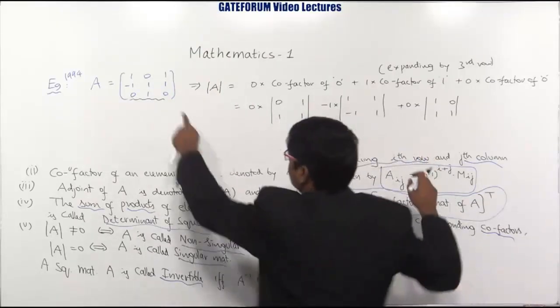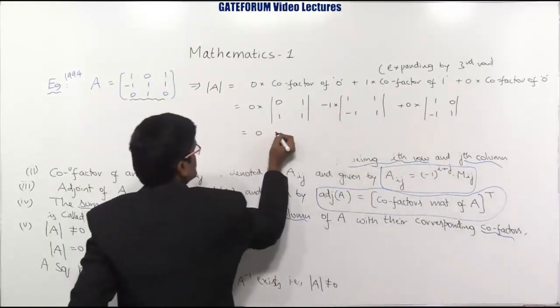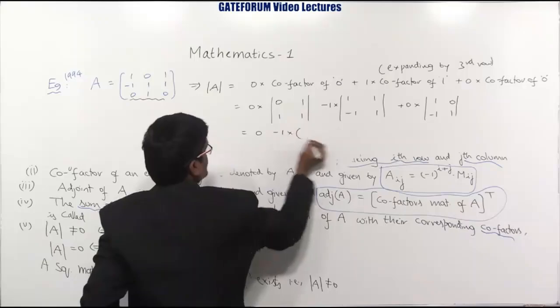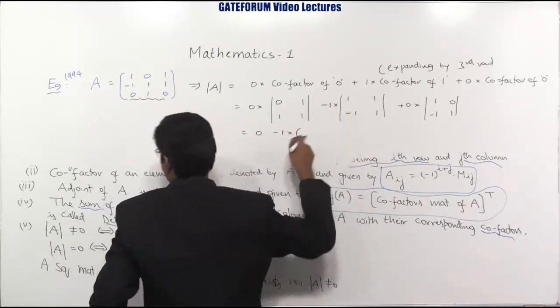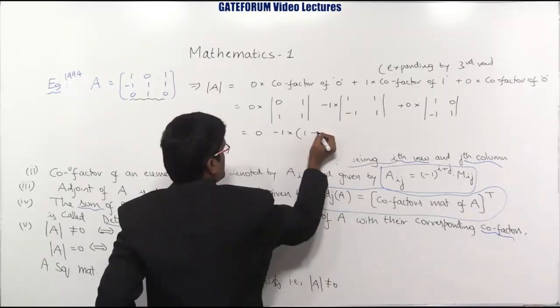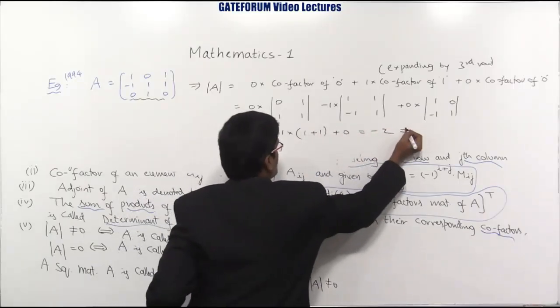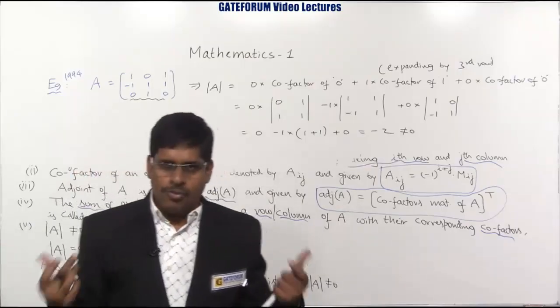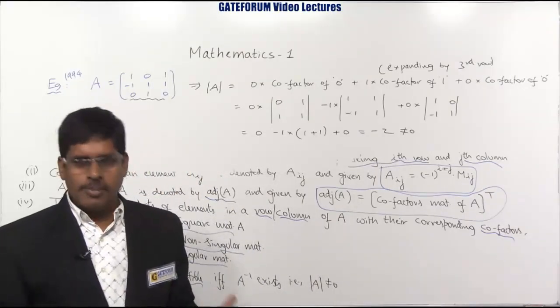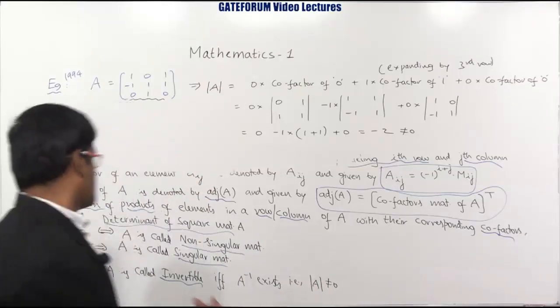Okay, so 1, 0, minus 1, 1. Now in this case, 0 minus 1 into AD minus BC, the 2 by 2 determinant. That is the first definition of the previous one. 1 plus 1 plus that is 0. Simplifies to minus 2. Minus 2 is not equal to 0. When the determinant is not equal to 0, we are successful, that is, we are able to find A inverse. When the determinant is 0, A inverse does not exist.